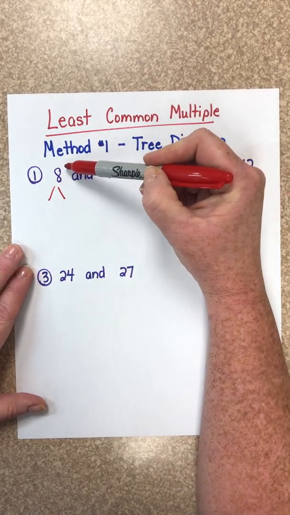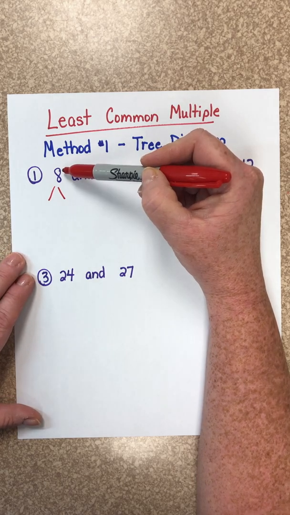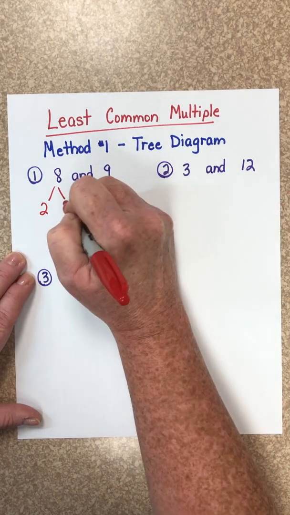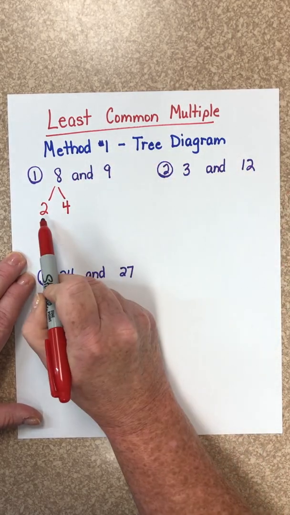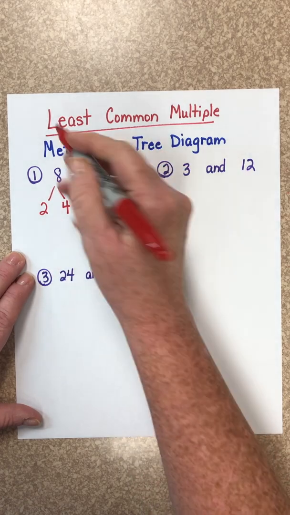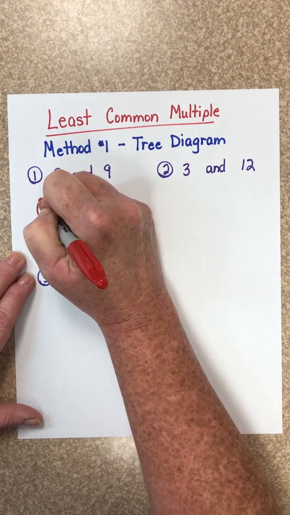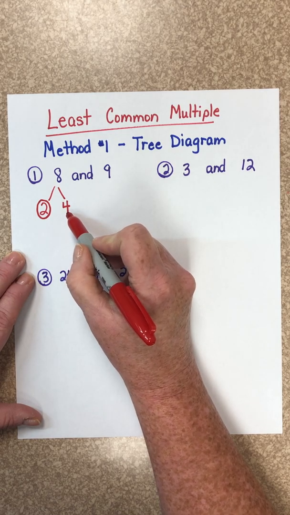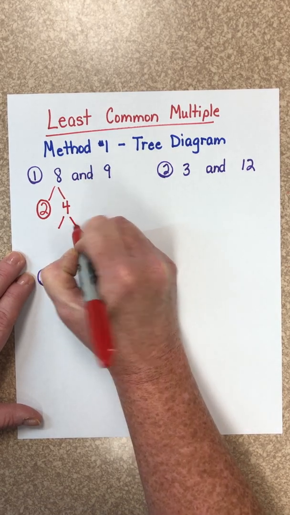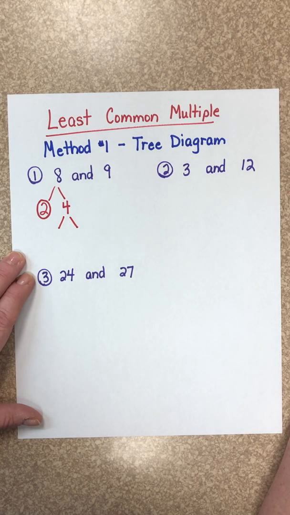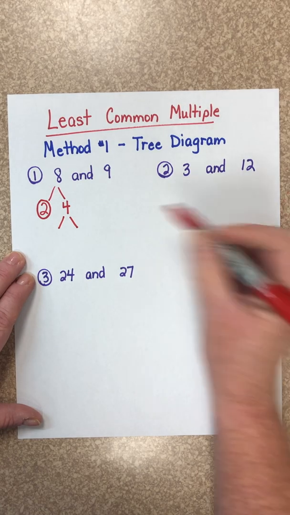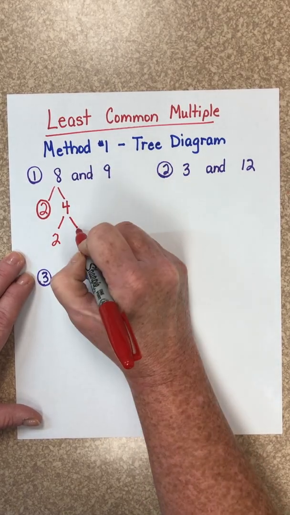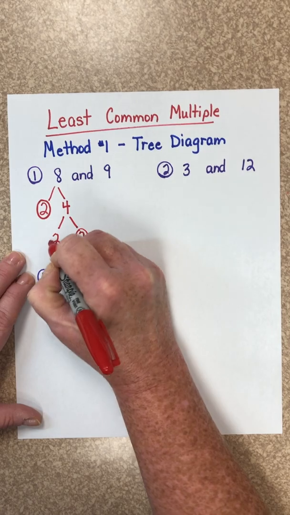8 is an even number, which means the smallest prime number is 2. So 2 times what is 8? Well, that's 4. And 2 is a prime number, so we're going to circle it. 4 is composite, it's not prime, so that means we need to give it 2 branches. And then think about, what would be the smallest prime number for an even number? And that's 2. So 2 times what is 4? Well, that's 2. So we know that these are primes.